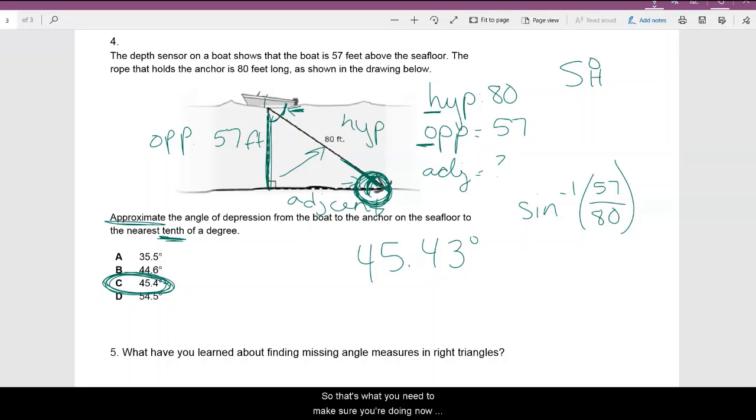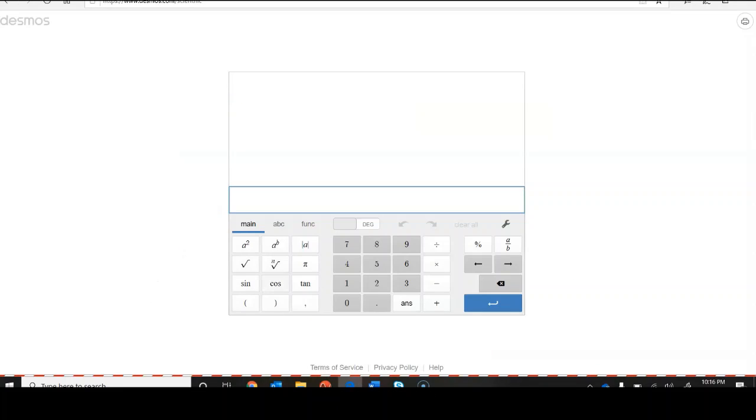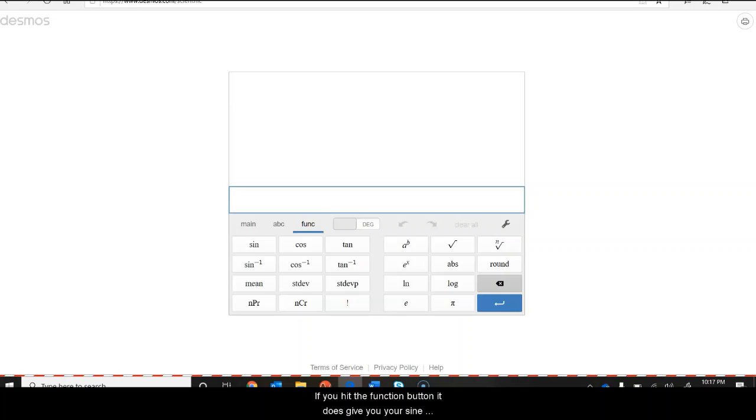Now, if you are using Desmos instead of an emulator or the calculator on your computer, you are going to go to desmos.com. We are using the scientific calculator. And again, here's your sine, cosine, tangent. If you hit the function button, it does give you your sine, cosine, tangent, inverse sine, inverse cosine, inverse tangent. So just make sure you pay attention to where those symbols are located.